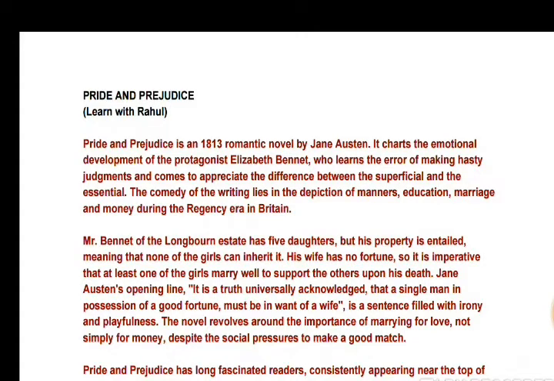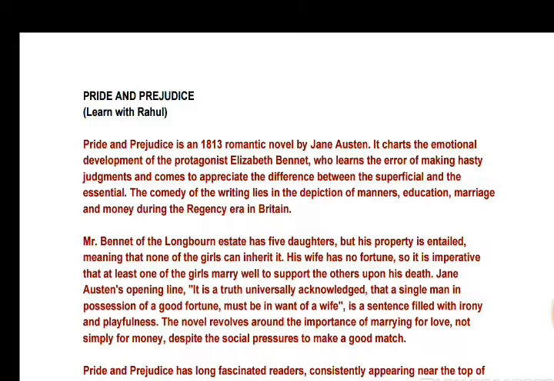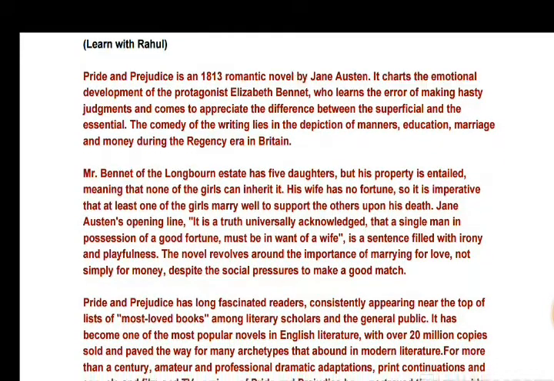So let's start. Pride and Prejudice is an 1813 romantic novel by Jane Austen. It charts the emotional development of the protagonist Elizabeth Bennet, who learns the error of making hasty judgments and comes to appreciate the difference between the superficial and the essential. The comedy of the writing lies in the depiction of manners, education, marriage, and money during the Regency era in Britain.